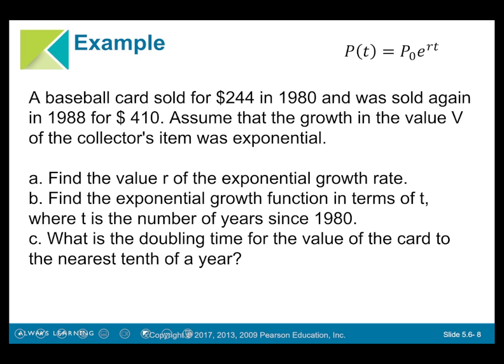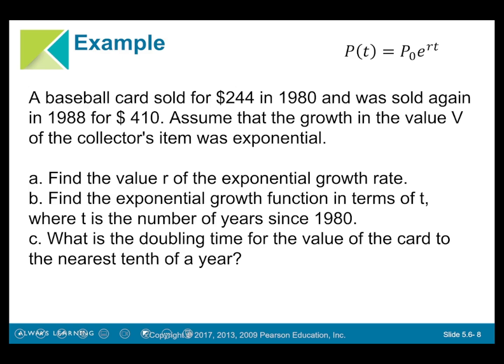Now let's see a different example. So that last one was directly population growth. Now we'll see a different example of the same exponential function, but we're not talking about population here. So we're going to say we have a baseball card that sold for $244 in 1980. And it was sold again in 1988 for $410. And we're going to assume that the growth in the value V of the collector's item is exponential. So that tells us we need to be using an exponential function like our PERT equation.